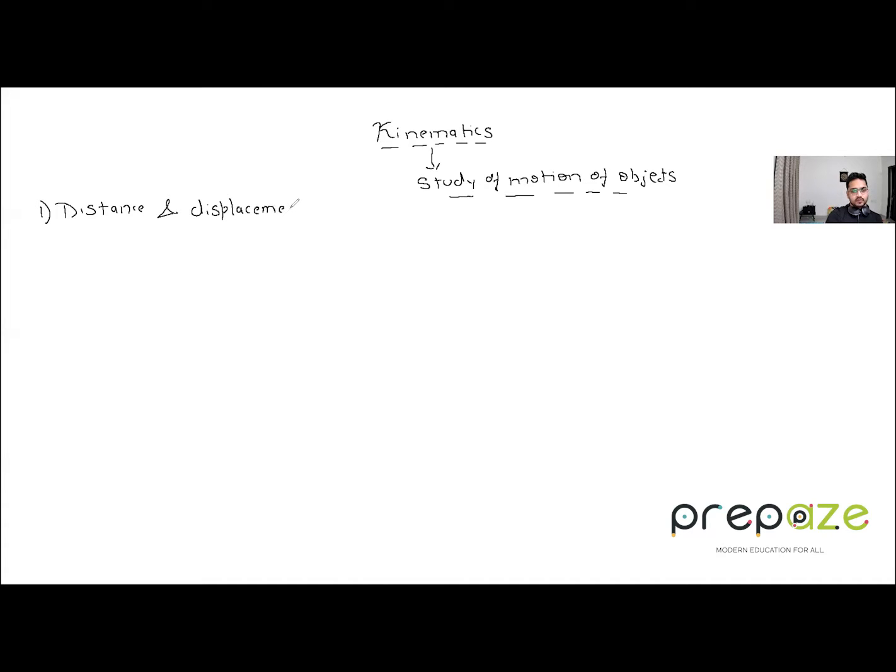All right. So what is distance? Distance is the total path length. It's the total path traveled by an object. Now it's a scalar quantity. Scalar quantity means a quantity where we are interested only in the magnitude and not the direction of that. And the SI unit of it is meters.